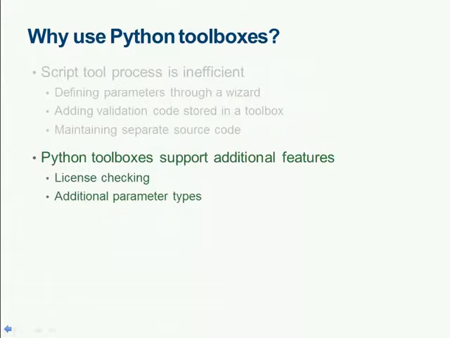They also support additional features. So, for example, something new we have is the ability to check for licenses. And based on that check, determine if a tool is authorized to run. And there's also some additional parameter types that we can create with Python toolboxes. And we'll talk more about those later in the presentation.